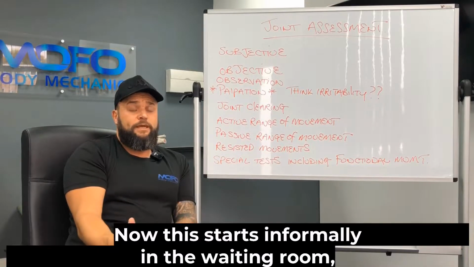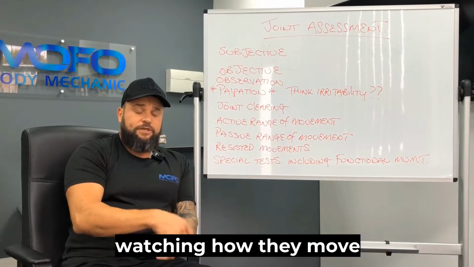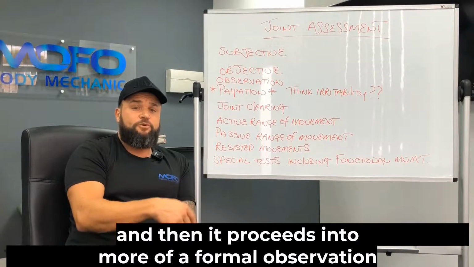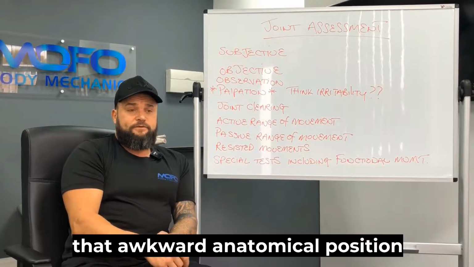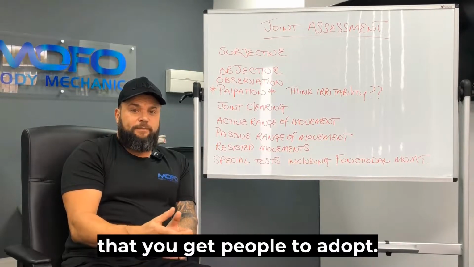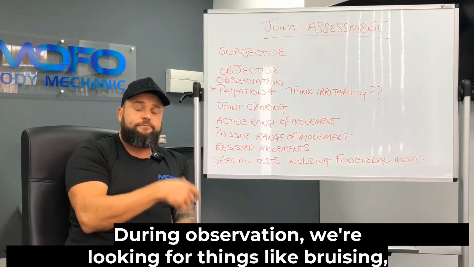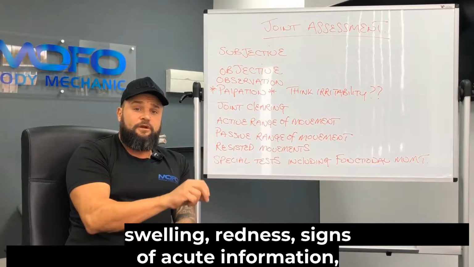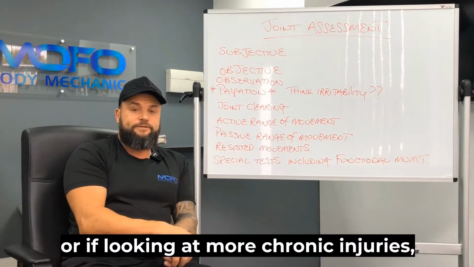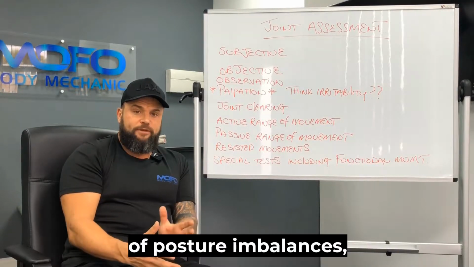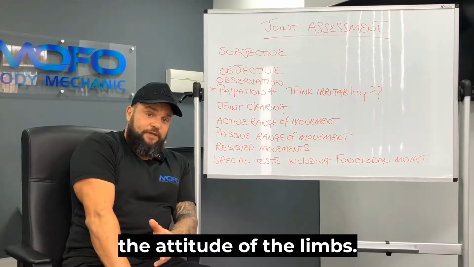Now, this starts informally in the waiting room when you go and pick up your clients, watching how they walk, watching how their arms swing, watching how they move, and then it proceeds into more of a formal observation when they're undressed, standing in front of you in that awkward anatomical position that you get people to adopt. During the observation, we're looking for things like bruising, swelling, redness, signs of acute inflammation if you're dealing with an acute injury, or if we're looking at more chronic injuries, we might be looking at some of the postural imbalances, the slight twists that take place in the spine, the attitude of the limbs.